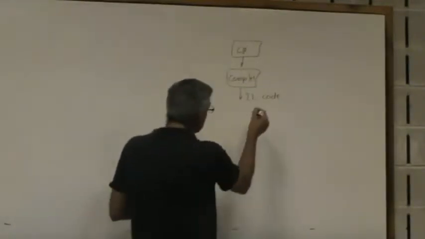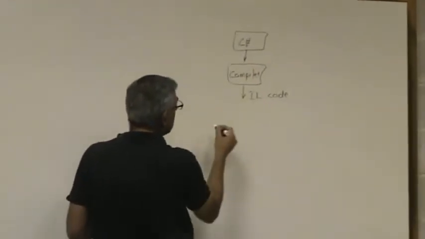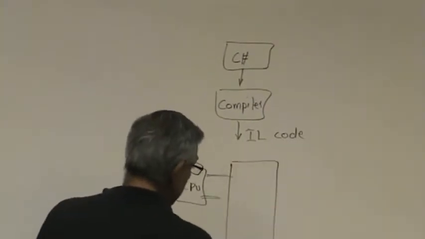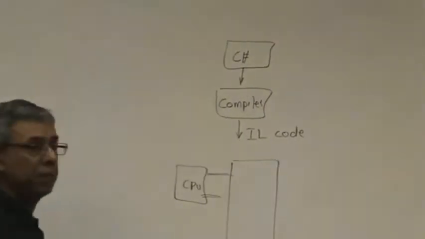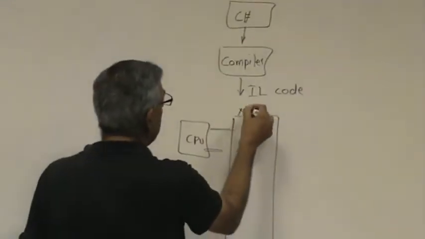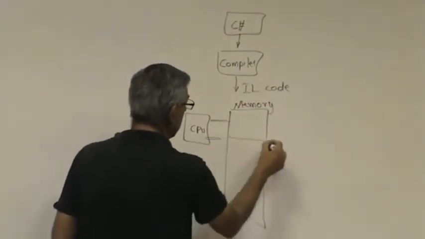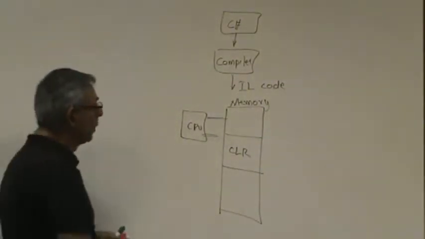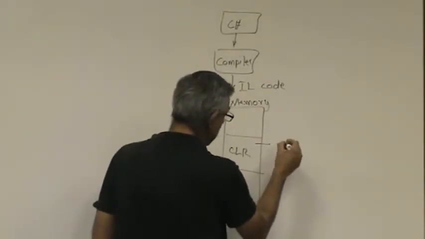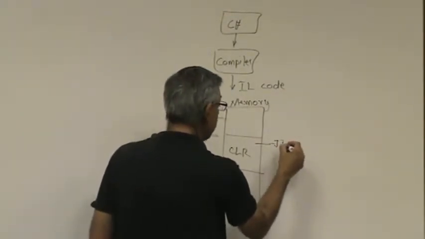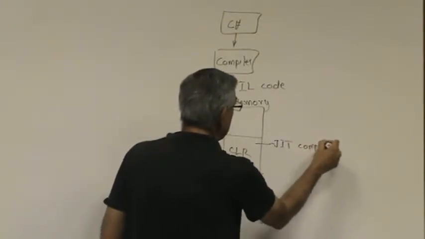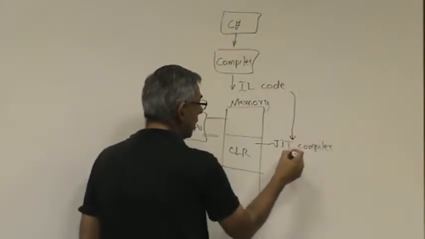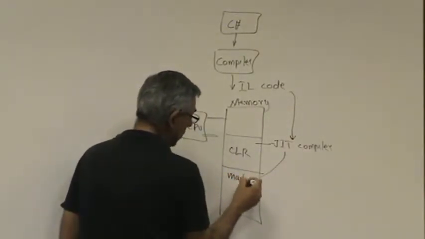Okay. So then we also discussed, in order to run this IL code, how does it work? Do we load this IL code into the memory of the computer? No. In the memory of the computer, we load what is called CLR, Common Language Runtime, which has three main parts to it. For example, the just-in-time compiler. What's the job of the just-in-time compiler? To take this IL code and convert it to machine code.